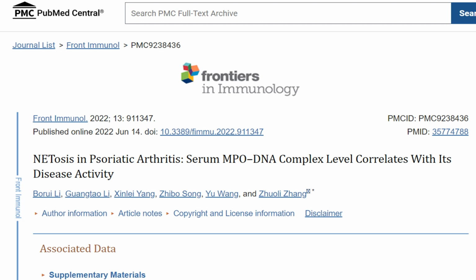In this paper, for example, which was published in Frontiers in Immunology in June 2022, they studied netosis in psoriatic arthritis by measuring myeloperoxidase DNA complex level in the blood, and showed that it correlates with the activity of psoriatic arthritis.